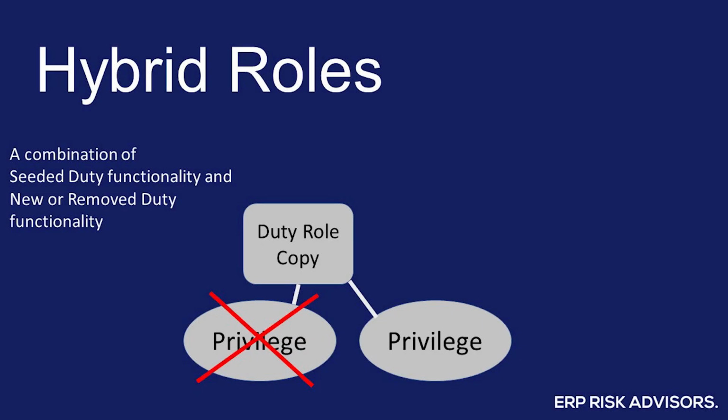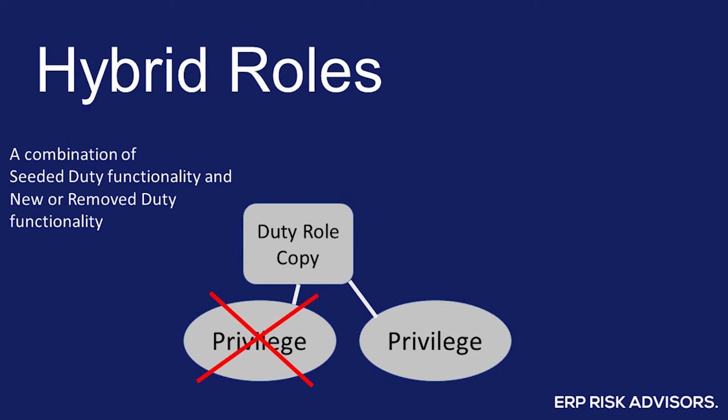So then we have what we call a hybrid role. People have determined that the seated roles need to be customized because they need to remove pieces that are not applicable to the job someone is going to be doing. So they want to remove different privileges to take away the access that is not required. So they create a hybrid role. They take the duty roles and they copy them and they make changes to those. They remove the privileges that are not required.